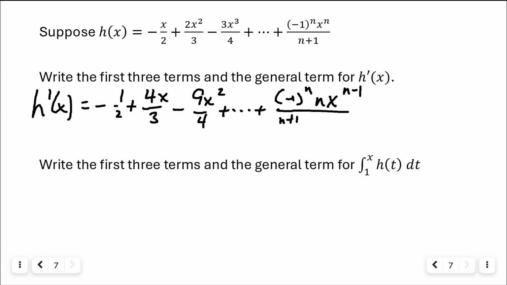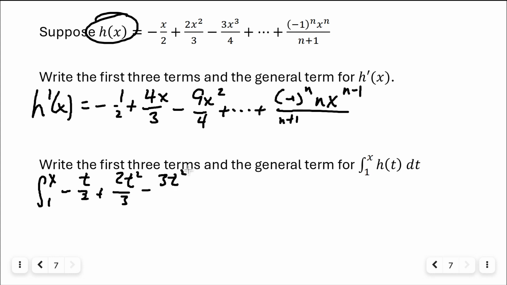So now, I want the first three terms in the general term for the integral from 1 to x of h of t dt. So I'm going back to h again. Just be careful. We're not using h prime. We're using h again. We're going back there. All right, so now I want to integrate from 1 to x. I'm going to replace all the x's with t's. That's what they're asking me to do here. 2t squared over 3 minus 3t cubed over 4 plus negative 1 to the n, t to the n over n plus 1 dt.